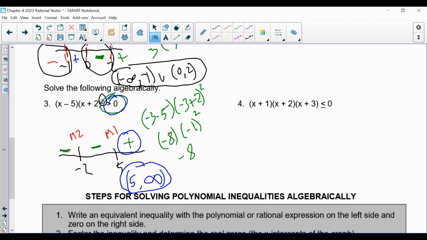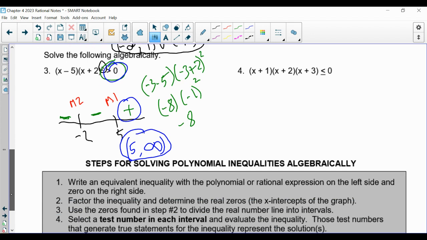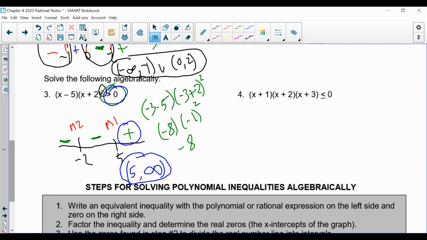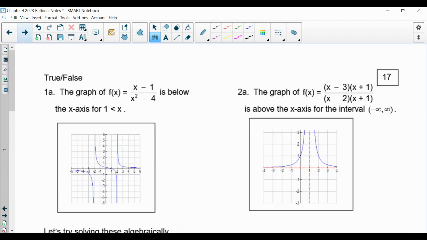All right. Go ahead and try 4. And then we'll go on to rationals. The answers are on Canvas, so take a look at that. All right. So now, similar questions here.